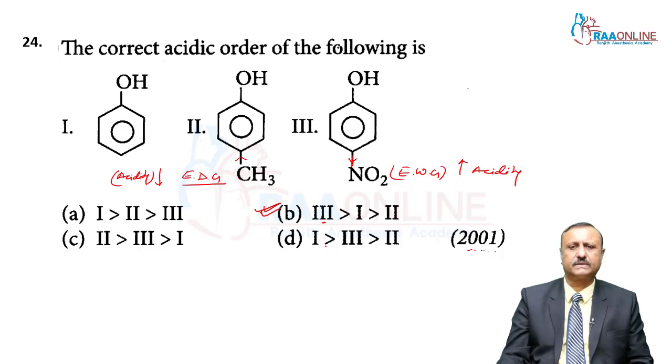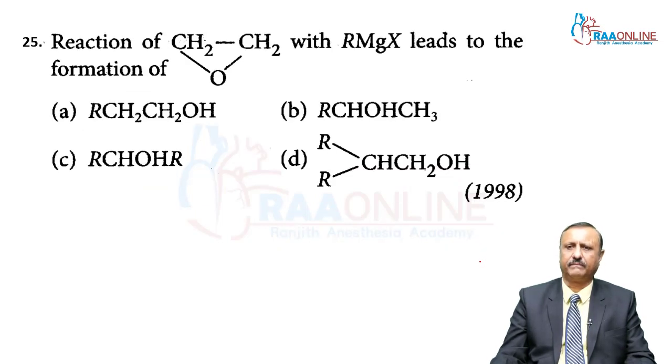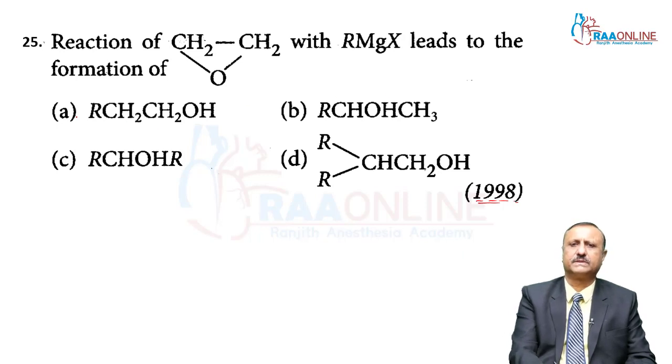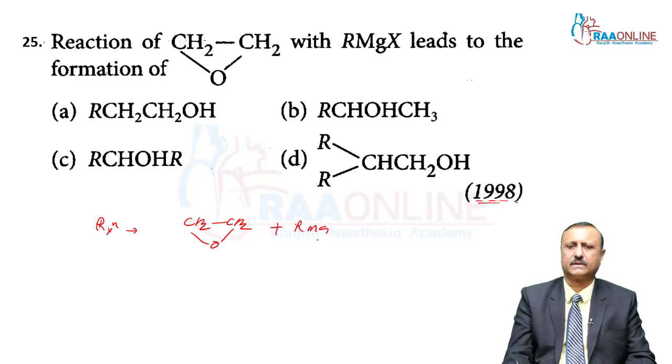I gave this concept before in this chapter, and this type of question was already discussed, my dear students. So you can easily get the answer of question number 24, which was asked in 2001. Now, my dear students, we can see question number 25. It is also the same type of question, asked in 2000. You can see the formation of primary alcohol. You can see this reaction with CH2CH2O, and when this reacts with RMgX, my dear students, you can see the minus charge is present here and the plus charge is present here.